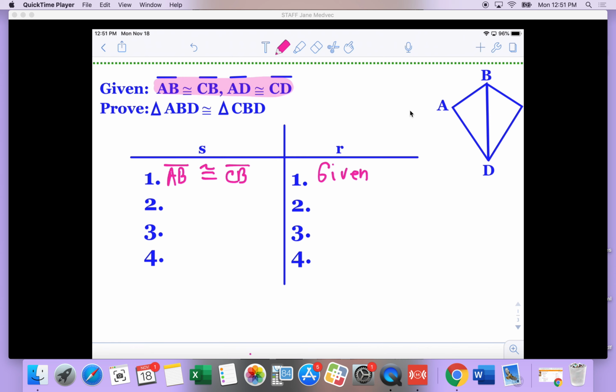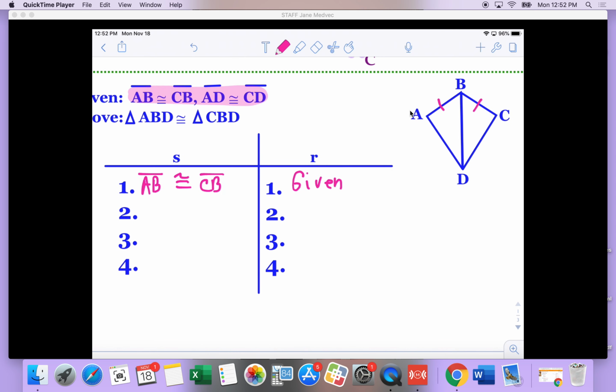Now, some students that struggle with proofs, I'll look at their paper and they don't mark up their picture. The key to proofs is marking up your picture because it becomes more visual for you. So you'll notice AB is congruent to CB, which means this section is congruent to this section. And then I have line segment AD is congruent to line segment CD, and of course that's given. And then I'm going to mark up my picture.